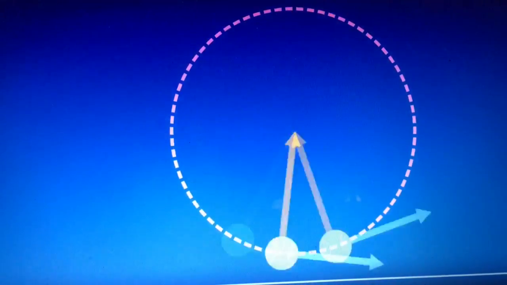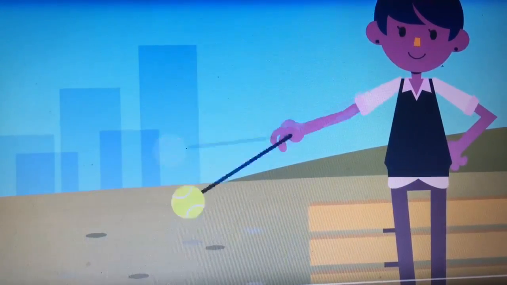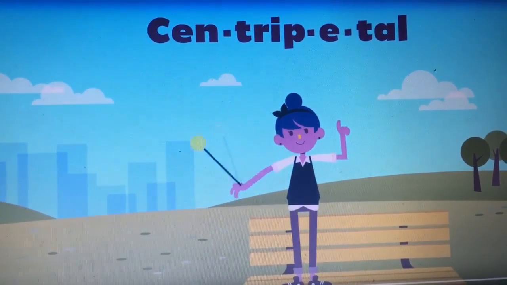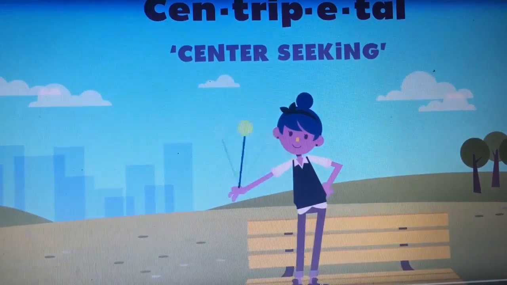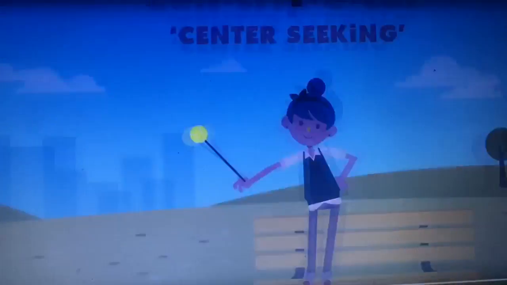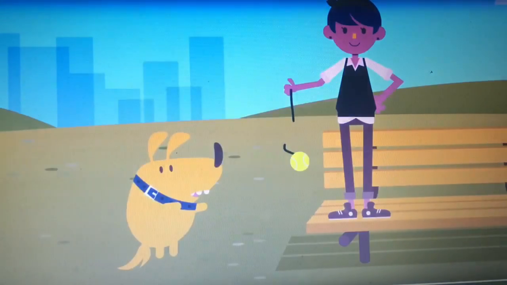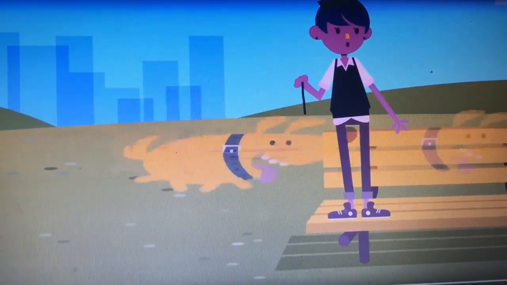Now back to our spinning ball. For objects undergoing circular motion, the net force on the object is called the centripetal force. It's a weird sounding word, but it's Latin for the phrase center seeking. It's named centripetal because the centripetal force always points to the center of the circle. The ball has a tangential velocity, so if you suddenly cut the string, it would fly off in whatever the tangential direction was at the moment you made the cut.